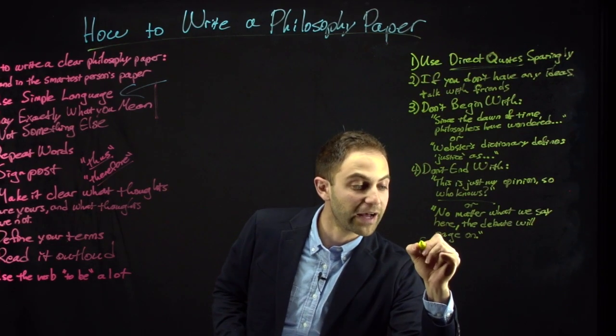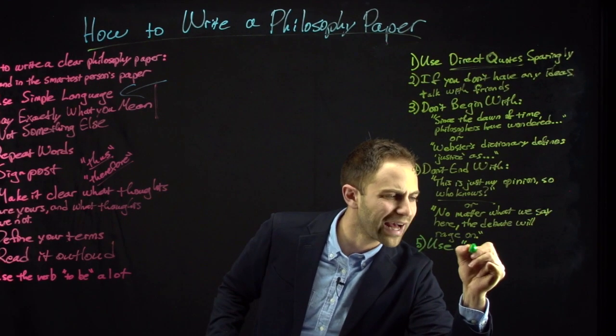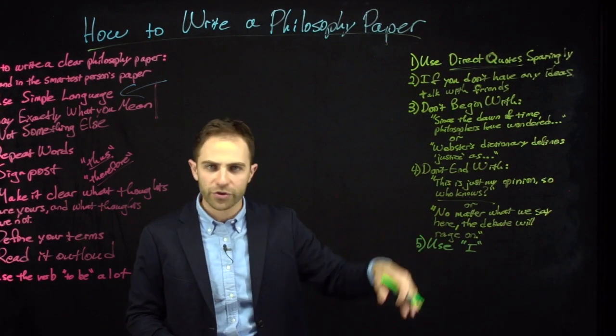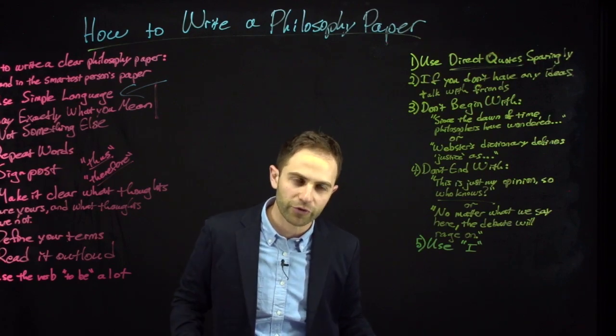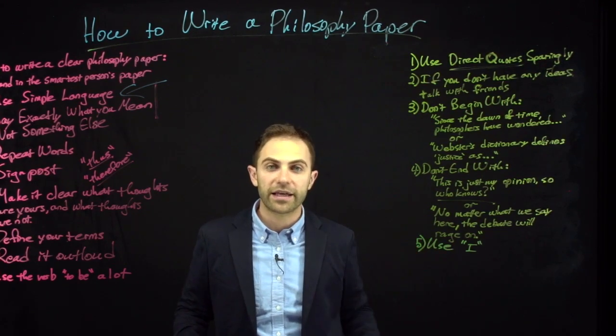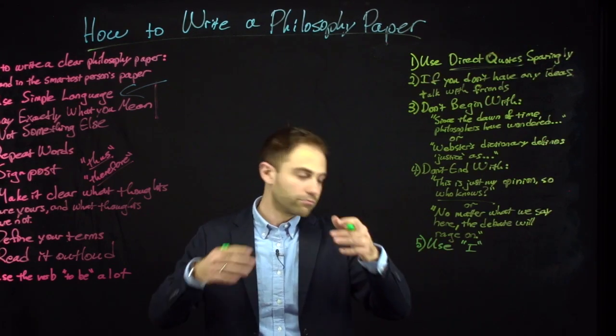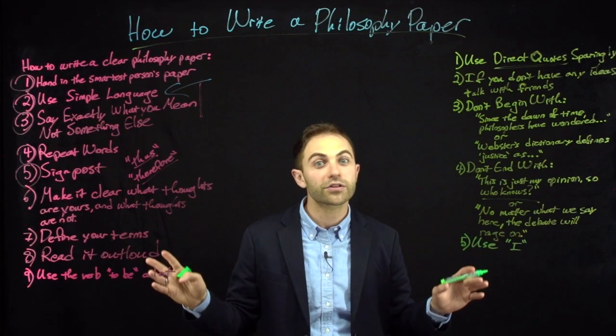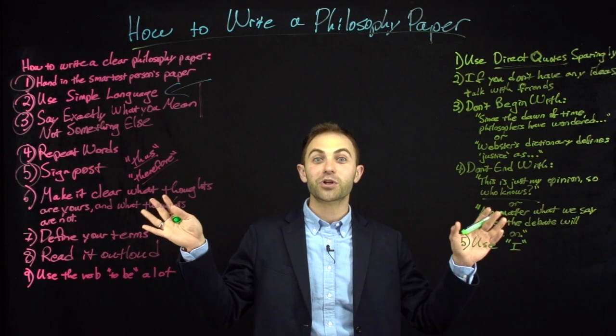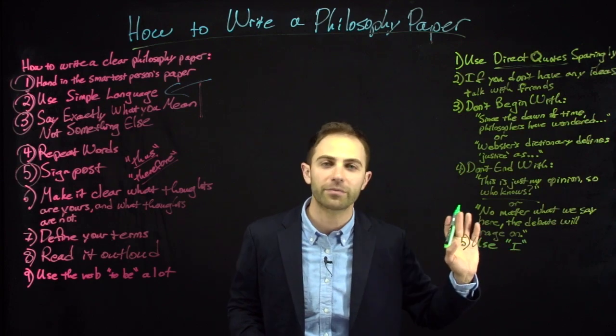Okay, number 5. You can use the word I. You can use personal pronouns. Don't worry about any rules like that. You can say things like, "I will argue such and such." That's great. That's a great thing to write. Tell us what you're going to argue. That's fantastic. And you can mention yourself.